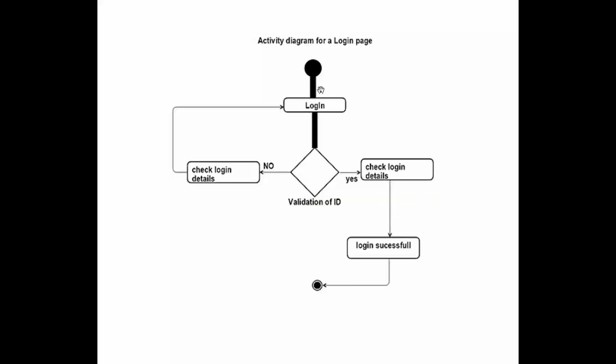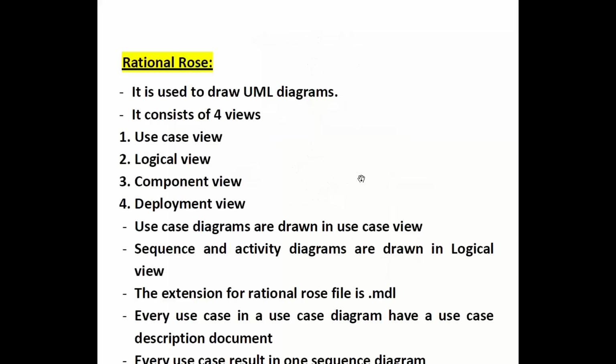Okay. So this is an example for a login page. First we are going to give login details, user ID and password, and click on login. The system will validate whether these details are correct or not. That is checking login details. In case everything is correct, then login will be successful and there the method ends. In case the login details are wrong, it will route again to the main page saying to enter the correct user ID or password. Okay. So just go through these points.